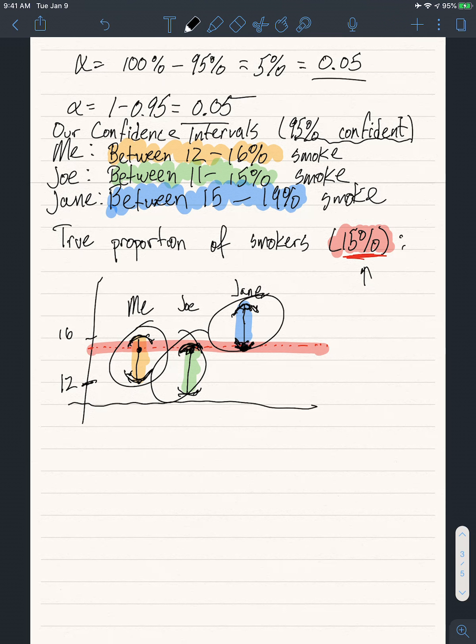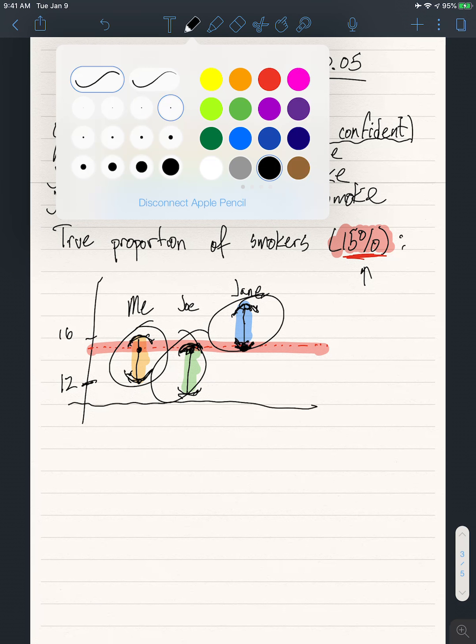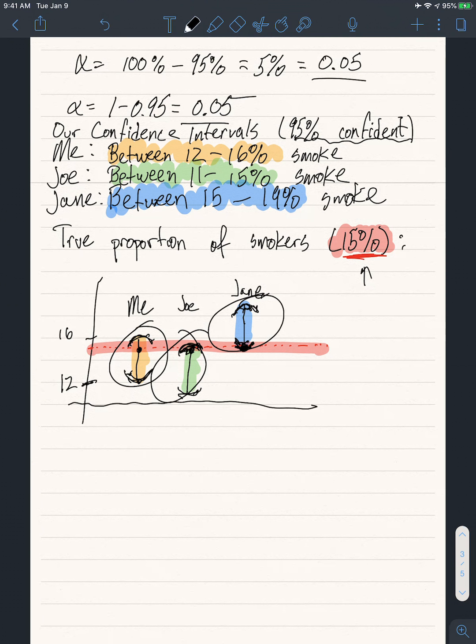But that's the gist of it: if we construct a bunch of confidence intervals, with a bunch of different statisticians and a bunch of different samples of the same size, 95% of the intervals we construct will actually contain the true proportion. And that does not mean that if we construct an interval, there's a 95% chance that it's in it. It's a 95% proportion of intervals, if we keep repeating this process, that will contain it. Because let's say we had a 4th person, I don't know, and they said the range was like this.